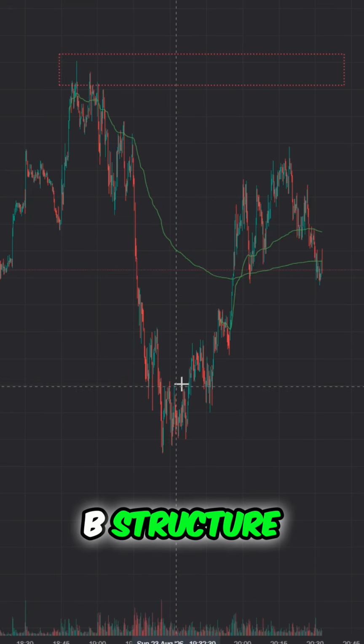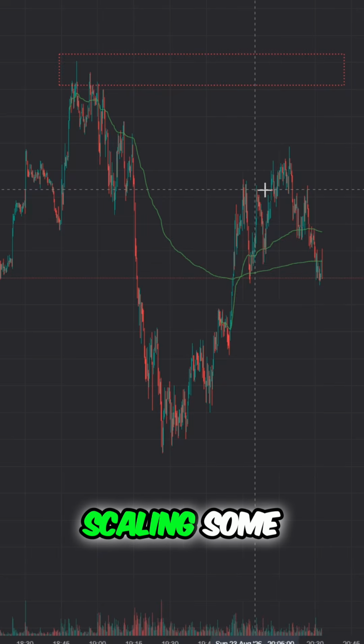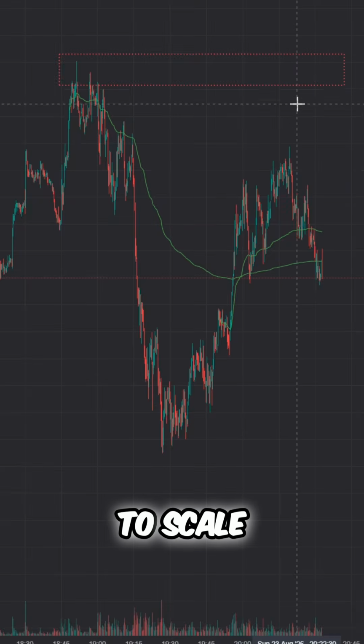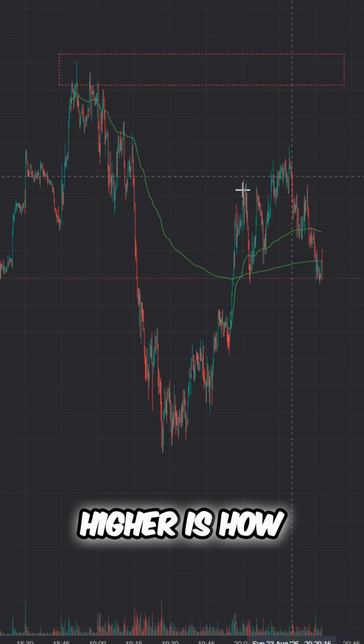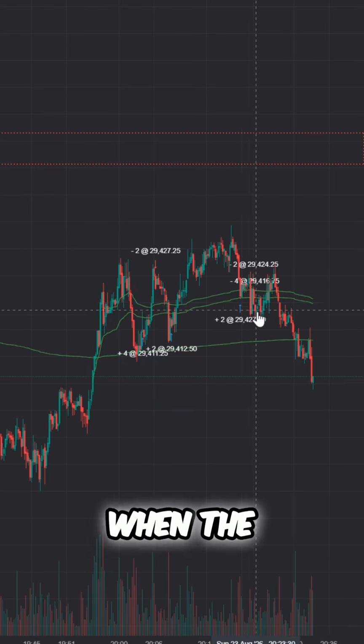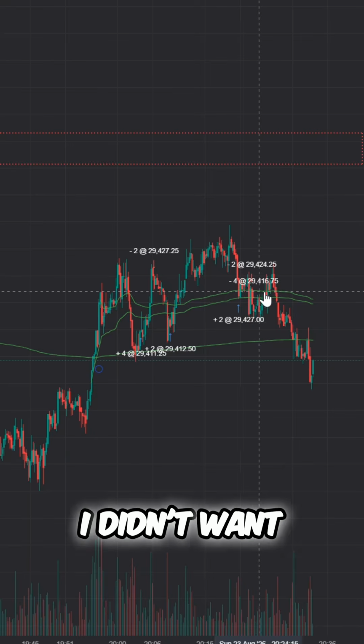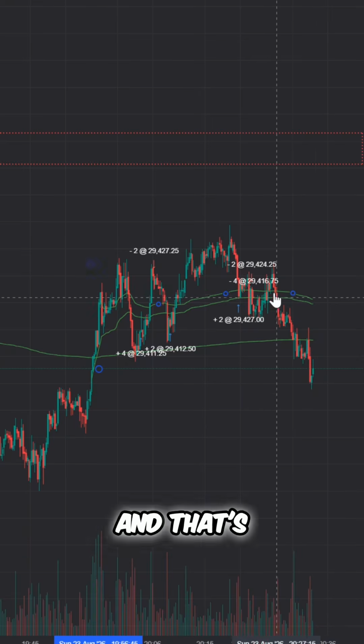The target for the B structure break is way up here. So adding here and scaling some off there and trying to scale in as the market continues higher is how you're supposed to play that. And you can see that I tried to buy that. When the market goes below it, that's a yellow flag, and then I have to sell. I didn't want to sell, but as you can tell, the market pulled back, and that's the exact right move.